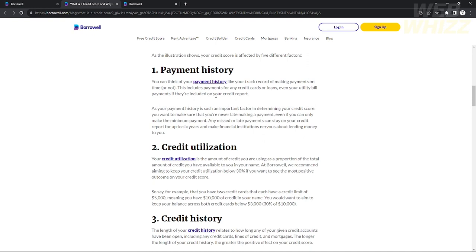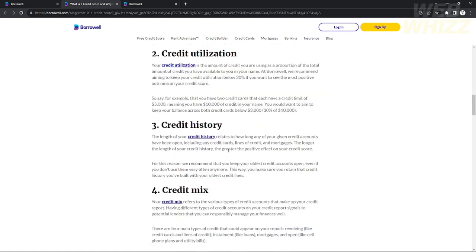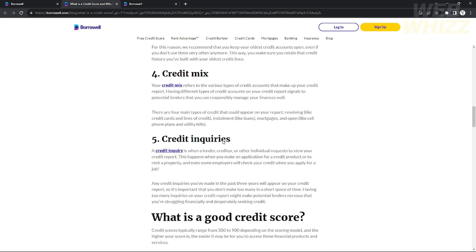So next one is credit utilization. So what is credit utilization? Based on the word utilize, this is the percentage of the amount of credit you're using from your total credit in your account. For example, if you have a total credit amount of $100,000 and you spend $10,000, that means your credit utilization is 10%. So in Borrowell, they recommend you keep your credit utilization at 30% or below. So if you want to see your credit score improve, make sure that you keep your credit utilization below 30%.